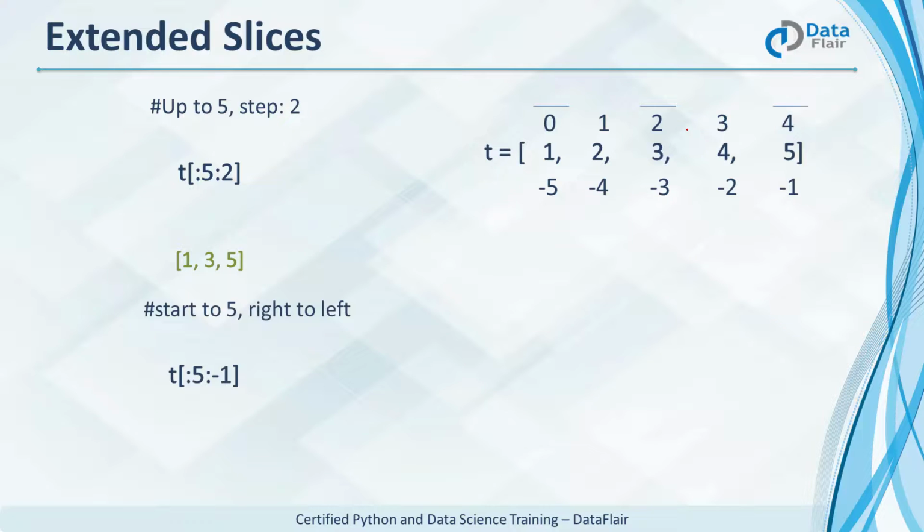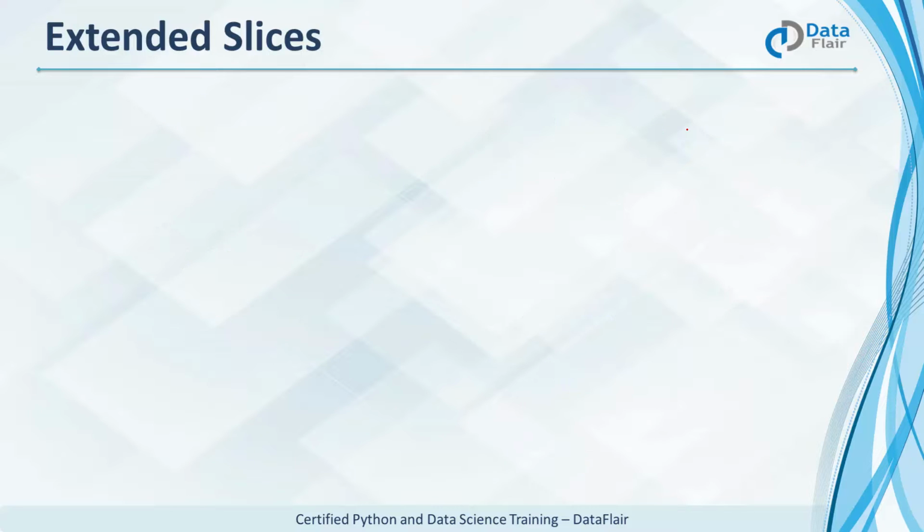From the start to index 4 but right to left doesn't make sense. So this returns an empty list. And end to front, with a step of 3 right to left gives us the values 5 and 2. Let's take one more. We have a list with the numbers 1 to 10. From index 2 to the end with a step of 2 gives us the values 3, 5, 7 and 9.